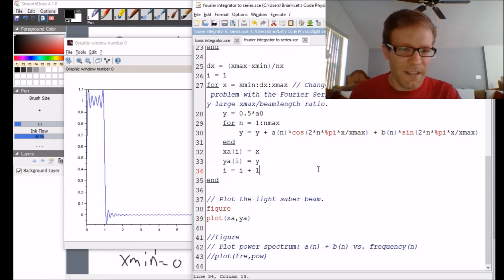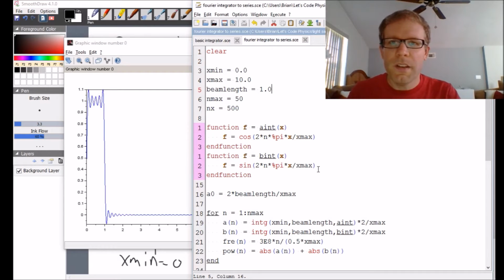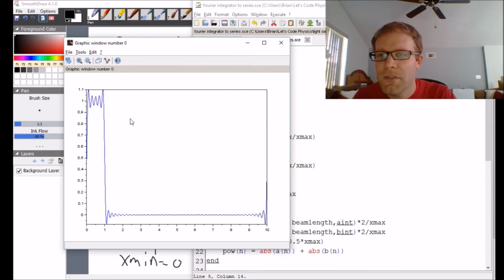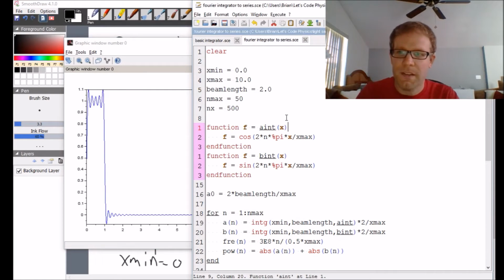If I wanted to change the length of the beam, let's say I want my lightsaber to be 2 meters long instead of 1 meter long, now what I should get is the flat part extending out to 2. Let's see if that's what happens.